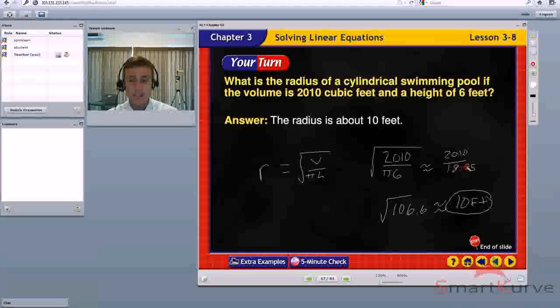Pi times 6 is 18.85, or about 19. 2,010 divided by 18.85, square root of 106.6, gives you 10 feet. The radius is 10 feet.